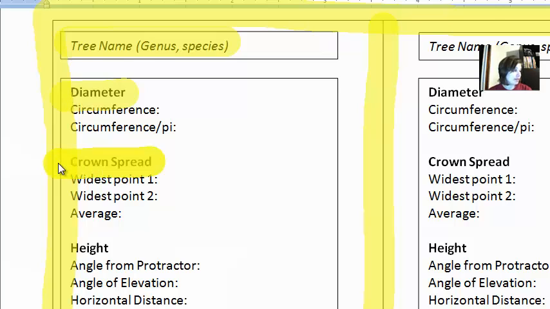Next is the crown spread, the two widest points and the average, again showing your math. And then the height: that angle A from the protractor, subtracting the angle of elevation, or 90 degrees. The horizontal distance, or the AB, and then finally at the bottom you use your chart to figure out what the height is. And then you do the same for another tree. So for each of your trees you're going to do this half of an index card with all of this information.